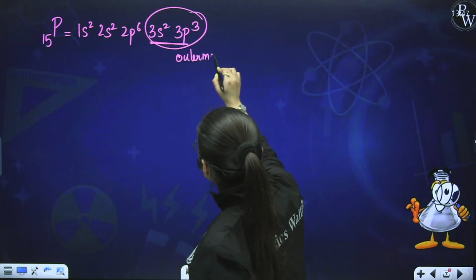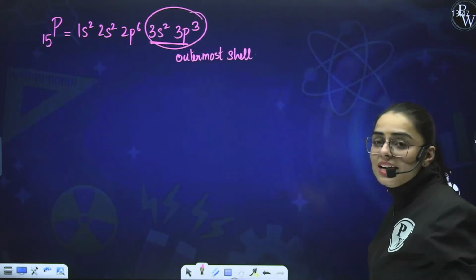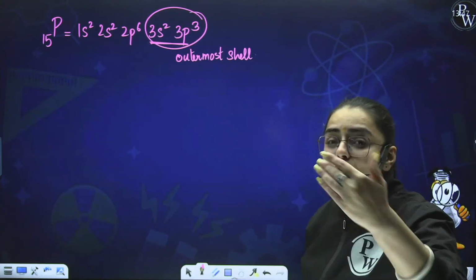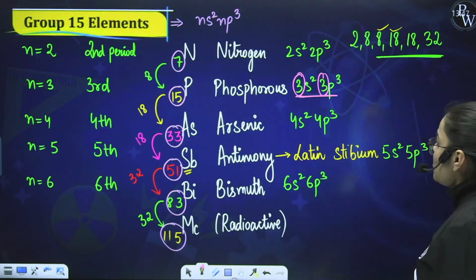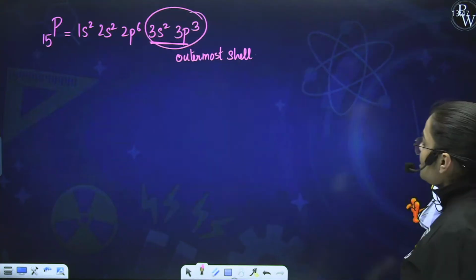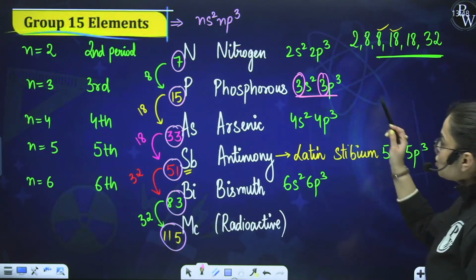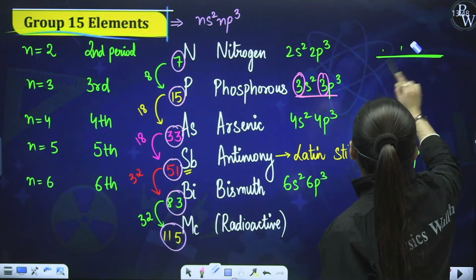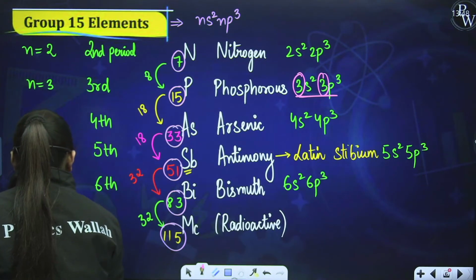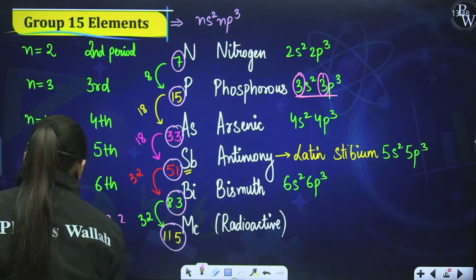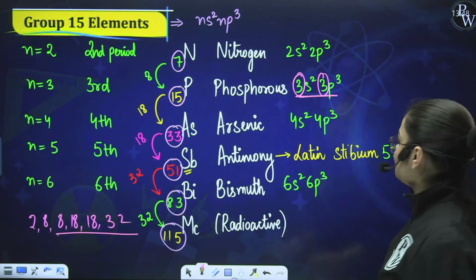So this configuration only, I have told you a shortcut for this. What is that? ns2 np1 to 6. For 15 group element, it is ns2 np3. So this is what we have written over here. Are you getting my point? Okay. Now we shall write the nature over here also. This I'm writing over here: 2, 8, 8, 18, 18, 32. We have written from here, right? Now we will be writing over here its nature.